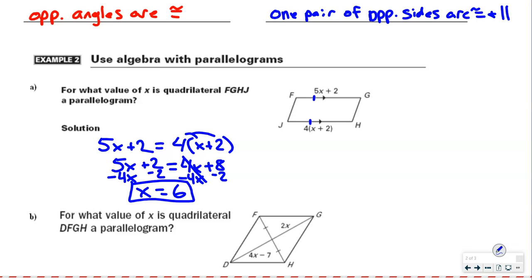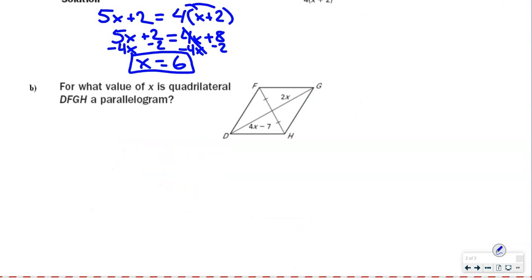Our last example down here. For what value of x is quadrilateral DFGH a parallelogram? So it looks like we're looking at the diagonals. So if you look at your ways to prove a quadrilateral is a parallelogram, the one that uses the diagonals, 8.10, we want to show the diagonals bisect each other.